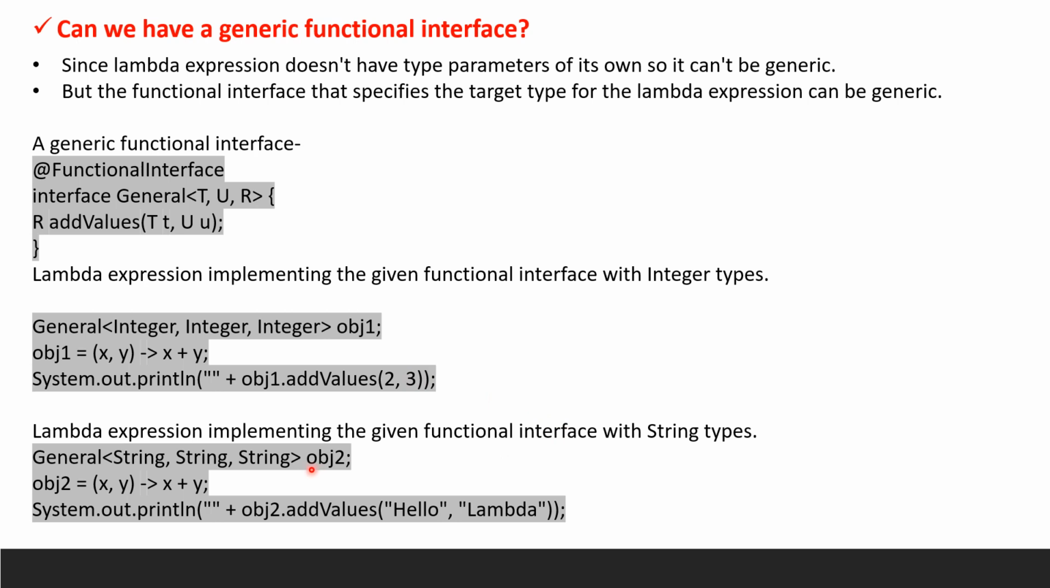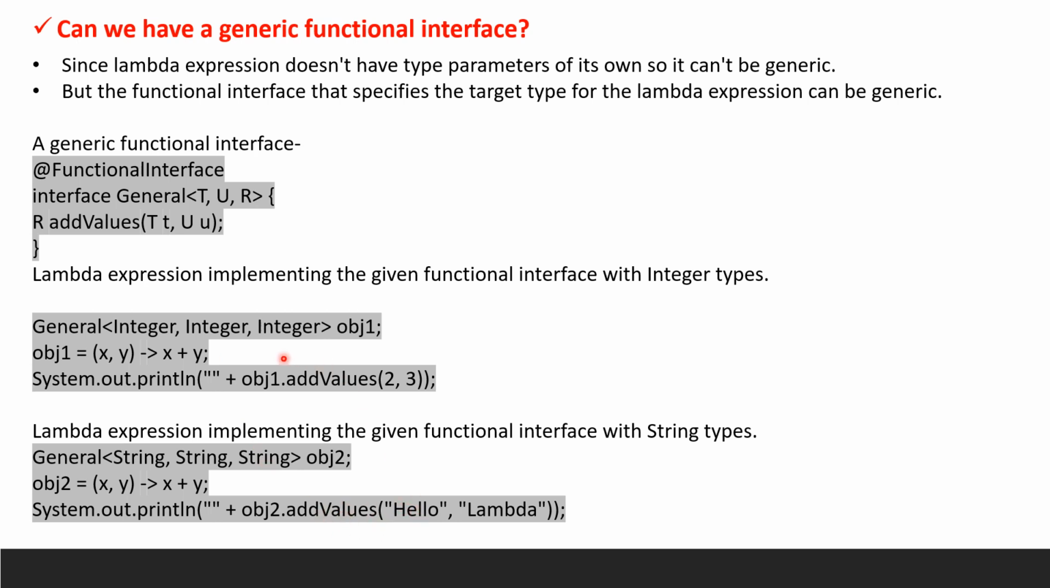So what if we are implementing the given functional interface with string types? In the same way, we are going to implement the interface with string types. So here with the general interface, I am declaring string comma string comma string, the object 2. This object again is going to do x comma y, a lambda expression, x plus y, and for object 2 dot add values, we are calling the method in the functional interface.